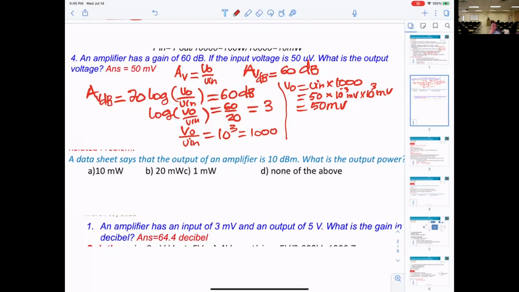Unless you don't want to be a technician, then I don't care. But if you want to be a technician, then you must know this. It is very, very basic. Any question?